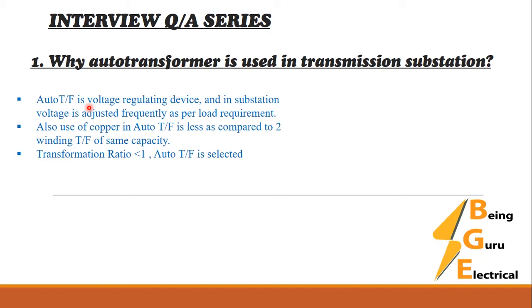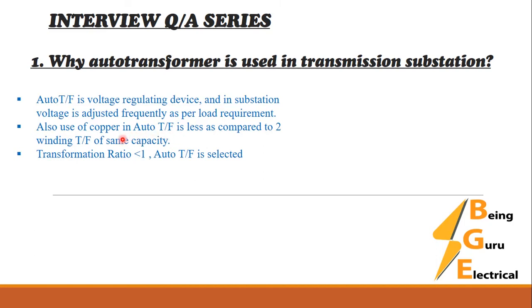So an auto transformer is used for voltage regulation, and also in an auto transformer we have only one winding inside, which is the primary, and the secondary is only the tapings which are taken from the primary winding. So if we compare an auto transformer with a two winding transformer, less copper is required in the auto transformer as we have only one winding. So this saves us cost by using an auto transformer.